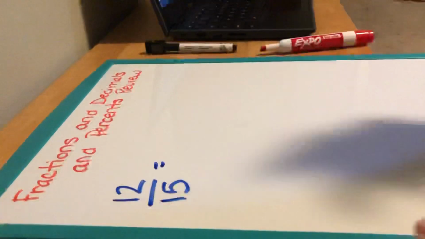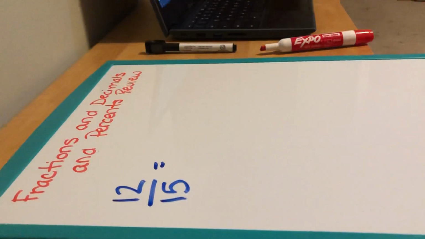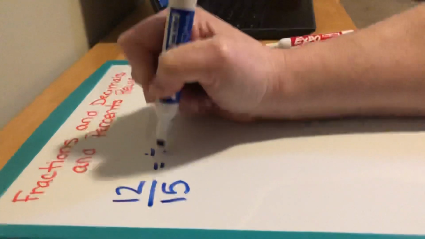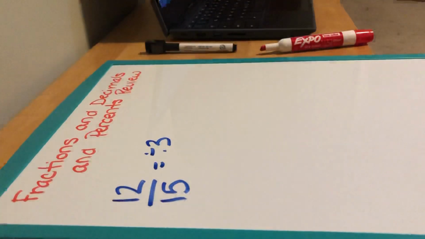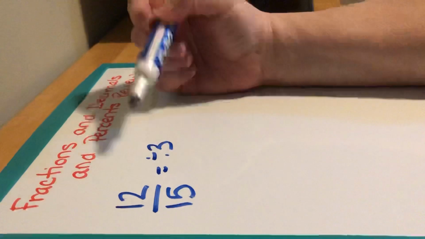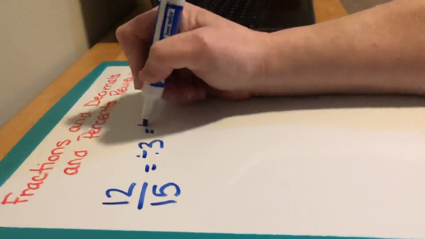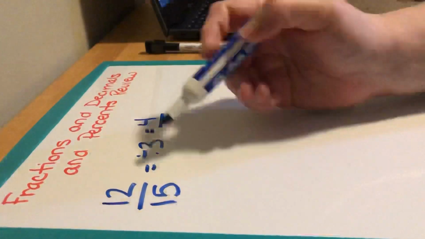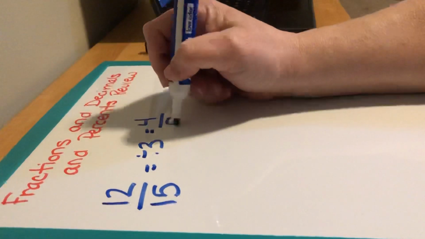12/15. So my little grade 6-7 brain should be going off, and I should know that both of those numbers can be divided by 3. If I'm not really sure about that, I can look across a multiplication chart until I find a row where both the 12 and the 15 are located. In this case, they're both located on the 3 multiplication chart. So then I do the math to reduce it. 12 divided by 3 equals 4. 15 divided by 3 equals 5.